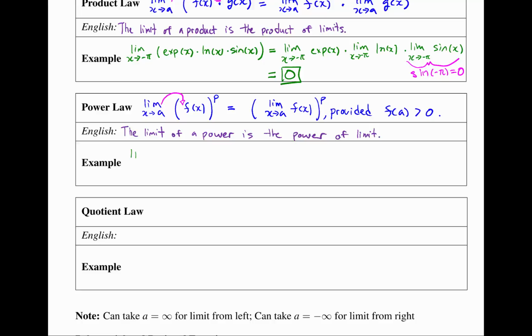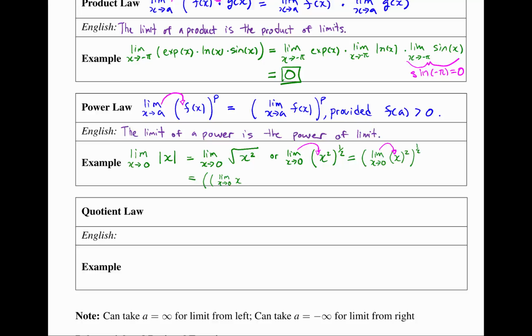Let's take an example. Get the limit as x goes to 0 of the absolute value of x. That's the limit as x goes to 0 of the square root of x squared. And then we can use the power law twice to bring the limit first inside the half root and then inside the square. And so the result of that is this is equal to the square root of the square of the limit as x goes to 0 of x. But the limit as x goes to 0 of x, that's a basic limit, which is also 0. And you square it, you still get 0. You square root it, you still get 0.